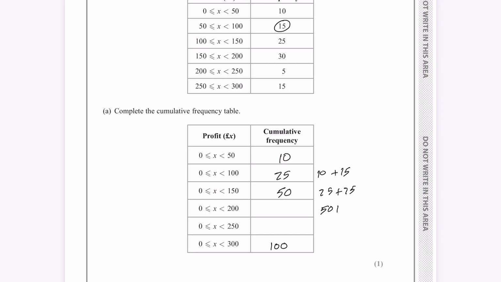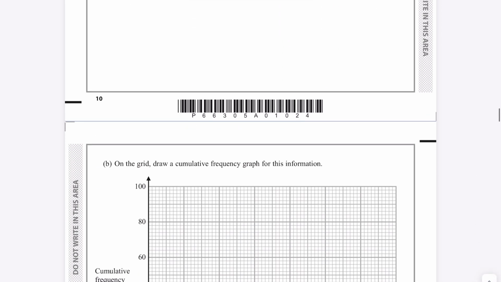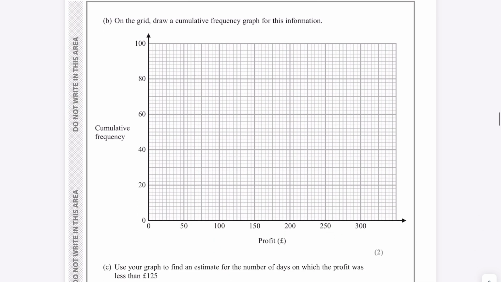The next one is going to be 50 plus 30, which is 80, sorry. The next one is going to be 80 plus 5, which is 85. And then finally, as a check, this is going to be 85 plus 15, and that is right. So moving on. So we are now asked to plot this.